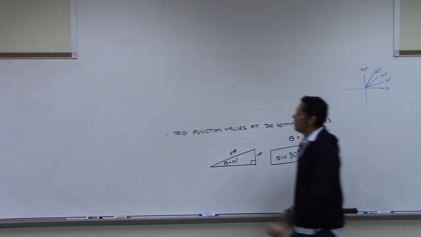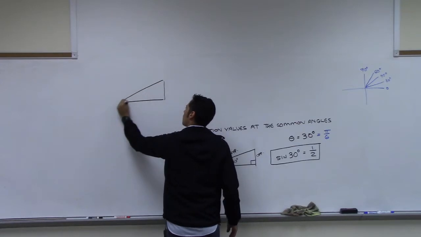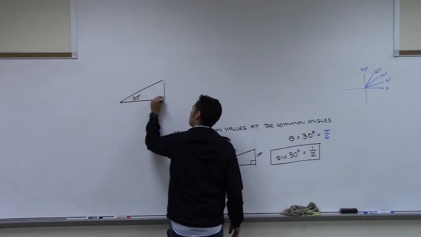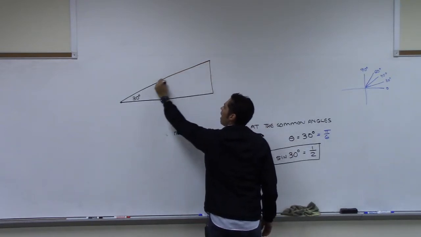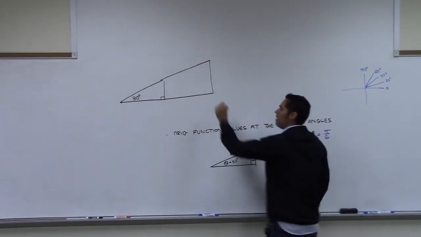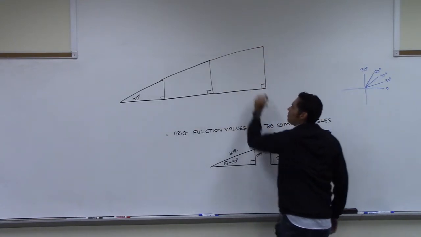Now what's kind of interesting about this is that I drew that triangle and I said that was 30 degrees. Somebody else could have drawn a triangle that looked like that, and that would still be 30 degrees, right? And somebody else could draw a triangle that would have been like that, and that would have still been 30 degrees, right?